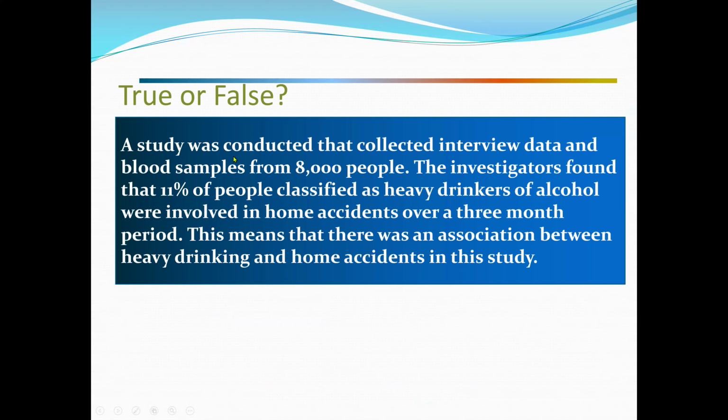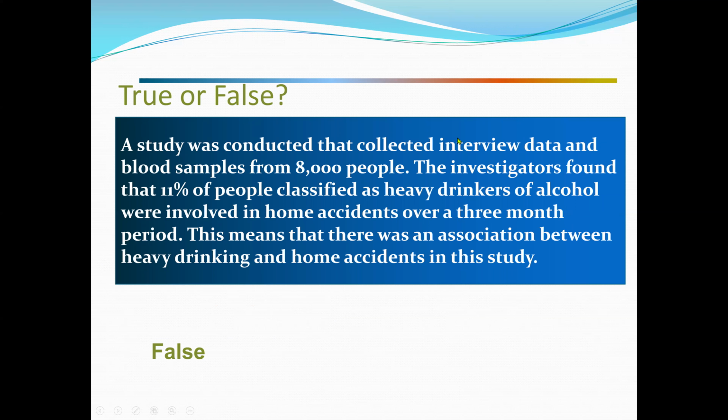Here we say a study was conducted that collected interview data and blood samples from 8,000 people. The investigators found that 11% of people classified as heavy drinkers of alcohol were involved in a home accident over a 3-month period. This means that there was an association between heavy drinking and home accidents in this study. It is very difficult to say that, so the answer will be false.